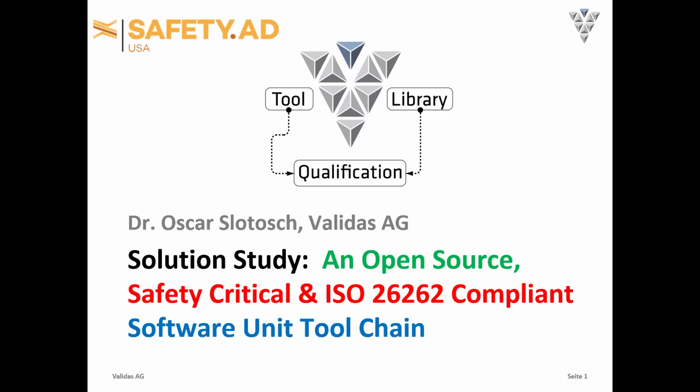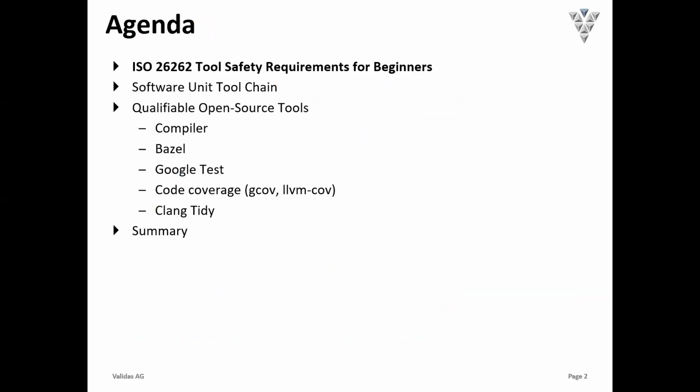Okay, so we can talk also about the other things, but today it's clearly open source tool qualification. The agenda will be: I start with some requirements for beginners. I'm not sure how many safety experts we have here, just to recap so we are all at the same state. Then we'll say something about the software unit tool chain: what is a software unit and what tools are used? And then I'll show you how those tools can be qualified, with small examples that are qualifiable, and give you a summary.